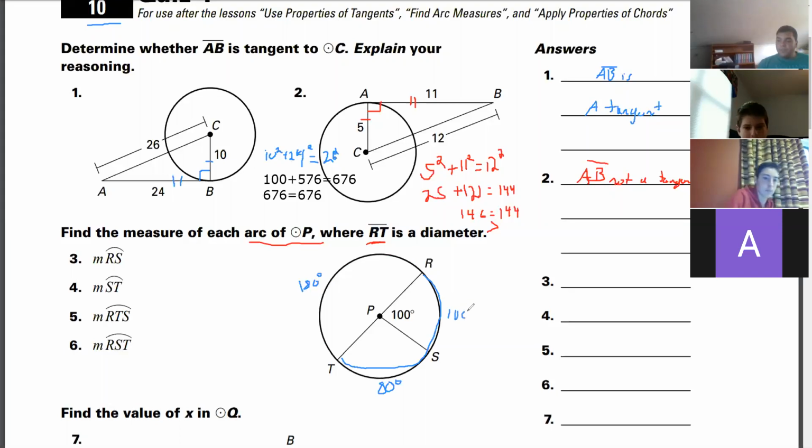I got confused. Okay. So, the arc here matches the central arc. So this is 100 degrees. This is also 100 degrees. Okay. We filled in all our missing information. Let's see if we can answer these questions.